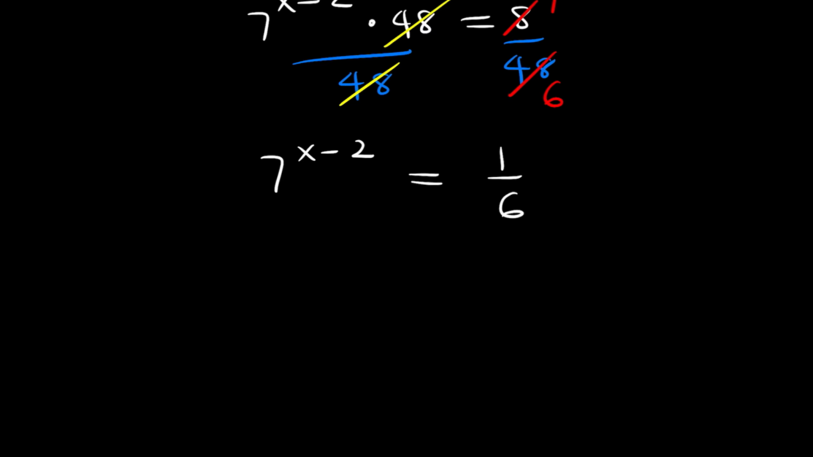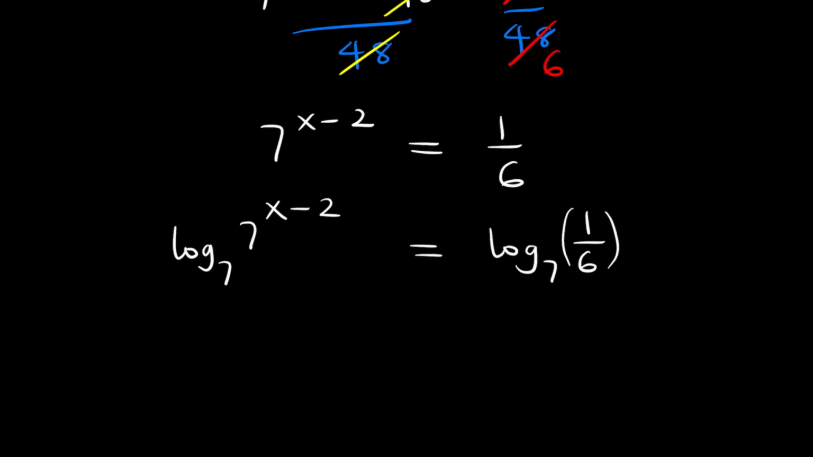We can take the logarithm to base 7 of both sides. So doing that, we have log to base 7 of 7 raised to power x minus 2 is equal to log to base 7 of 1 over 6.